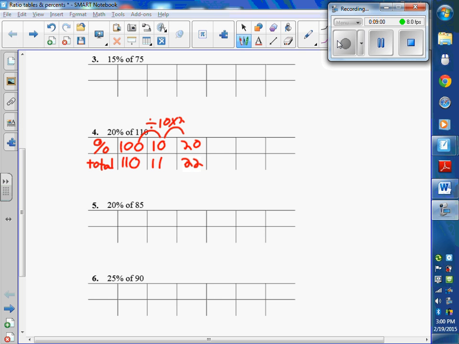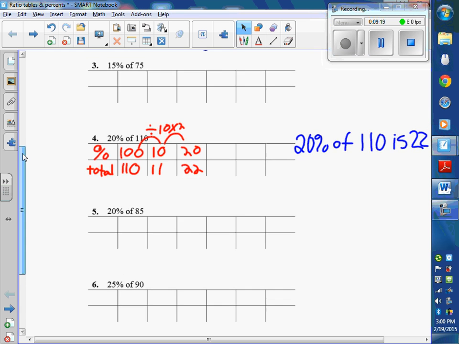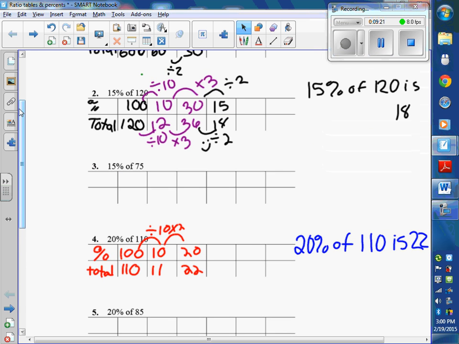Yeah. Jack, you want to do 3? Yep. So what's your final answer there, Sean? 20% of 110 is? 22. Right. Get in the habit, you guys, of writing out your final answer. Because sometimes you end up with a whole table of stuff and you don't even know what it is.